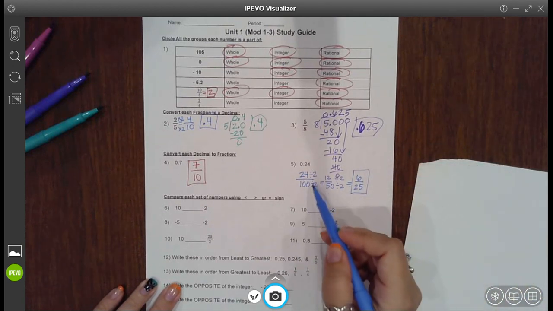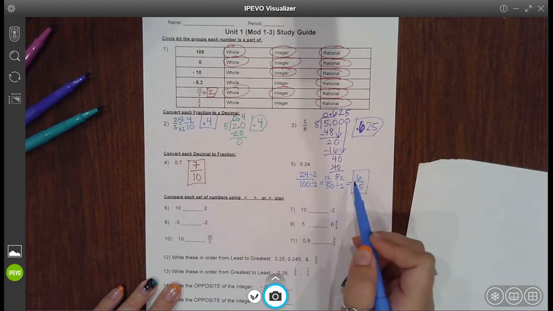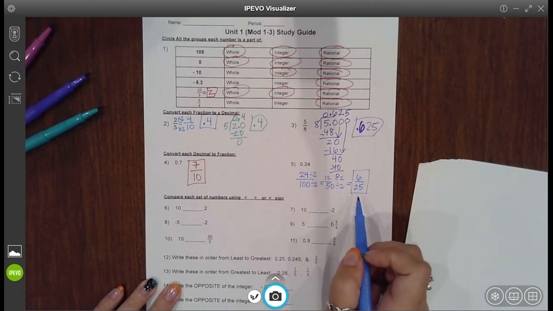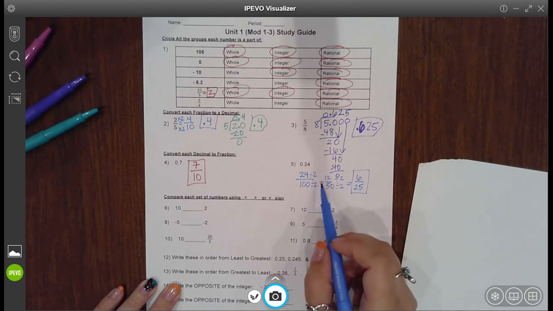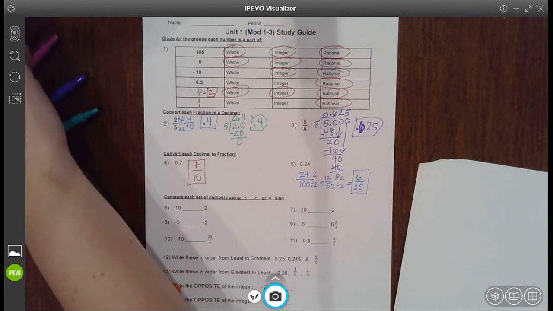Those of you that divided by 4, 24 divided by 4 is 6. 100 divided by 4 is 25. Yes, you could have done that. You would have gotten there faster. The bigger number you choose to reduce by, the faster you get to your answer.